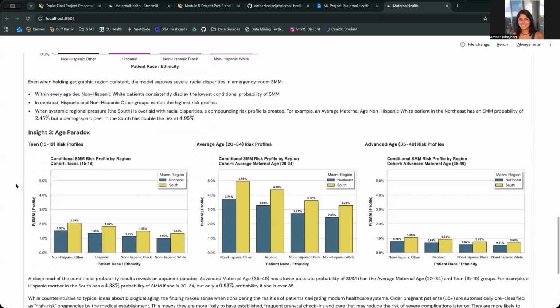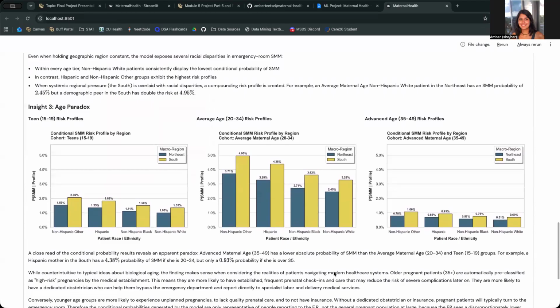Looking at this comparative dashboard, we can see that, for example, a non-Hispanic white woman of average maternal age can expect a 2.45% probability of presenting with severe complication, but that exact same demographic in the South would have a 3.28% probability of a severe complication. So in this case, the geography itself acts as an independent medical risk factor. And again, remember that the geography is very closely tied to a state's actual legal policies about reproductive health care.